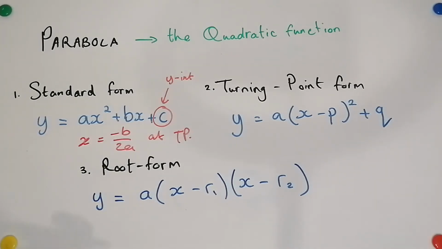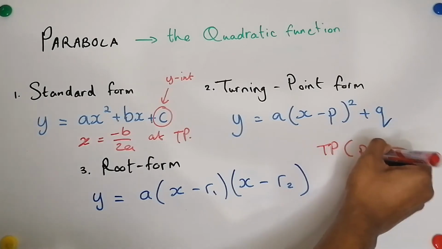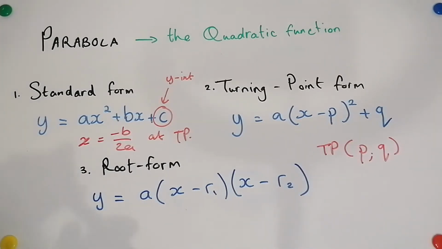Okay, now in the turning point form, P and Q are actually the x and y values for the turning point. So the turning point coordinates, P would be the x and Q would be the y coordinate. So this is very plain and simple.